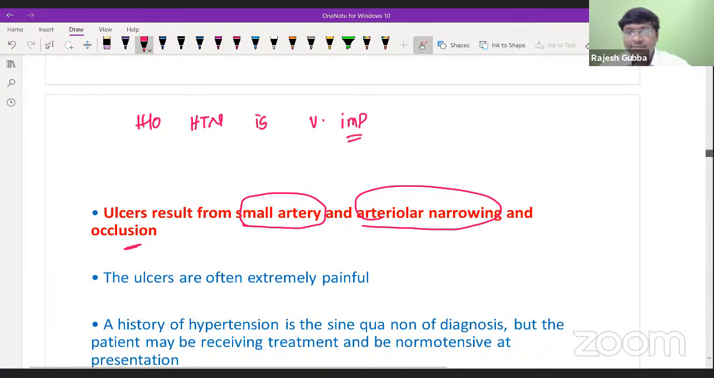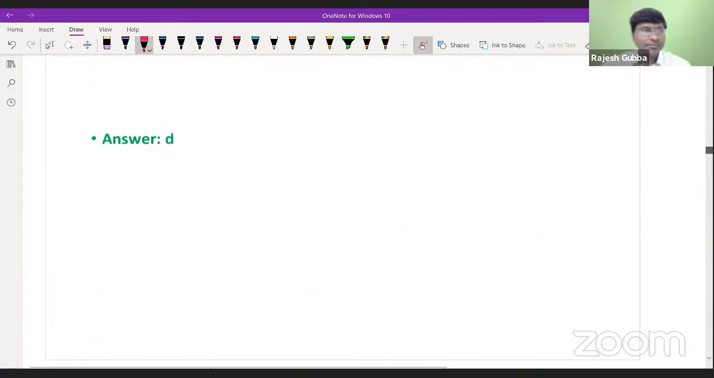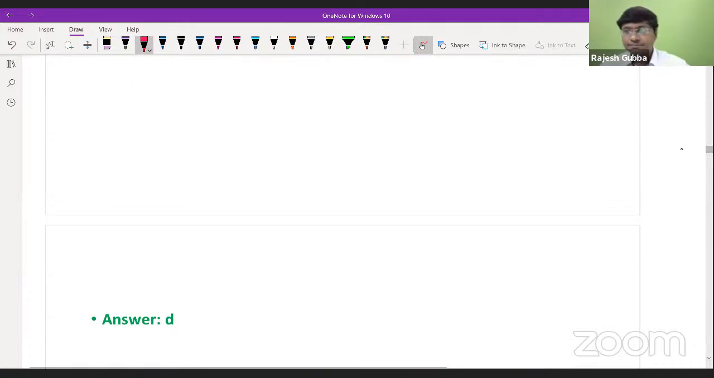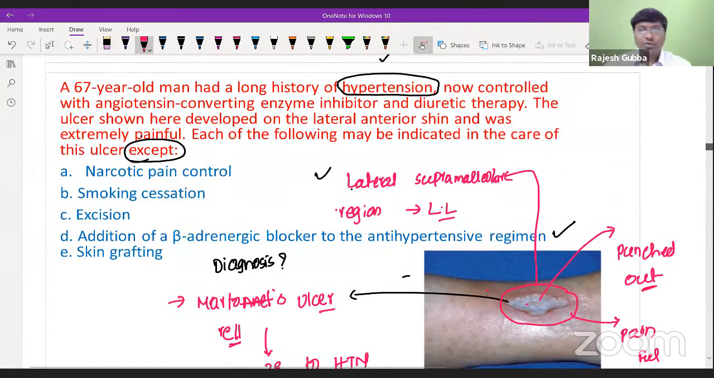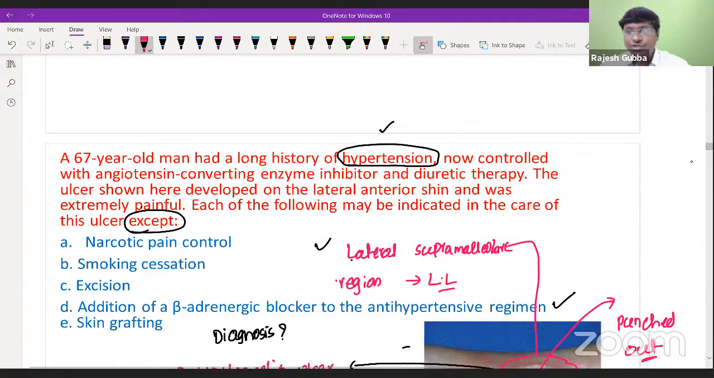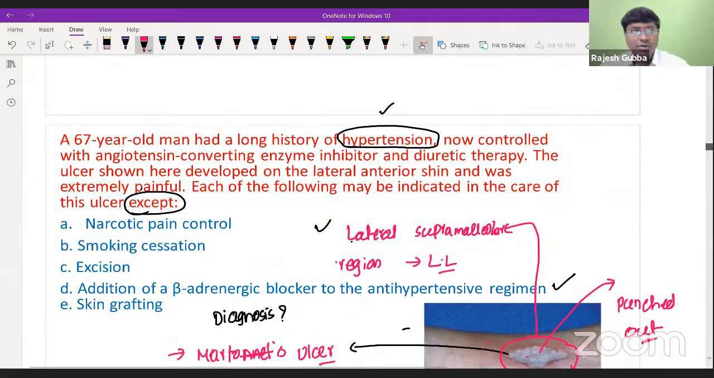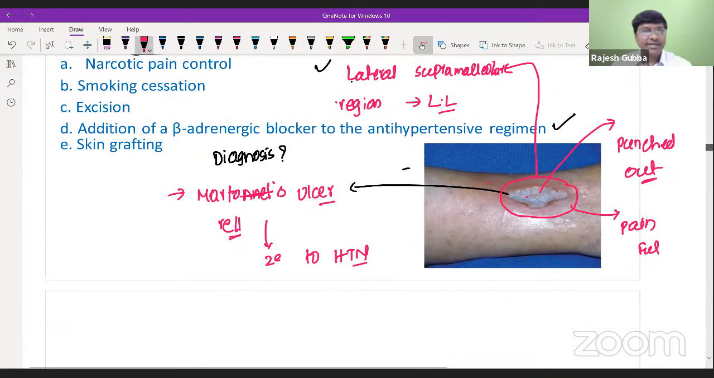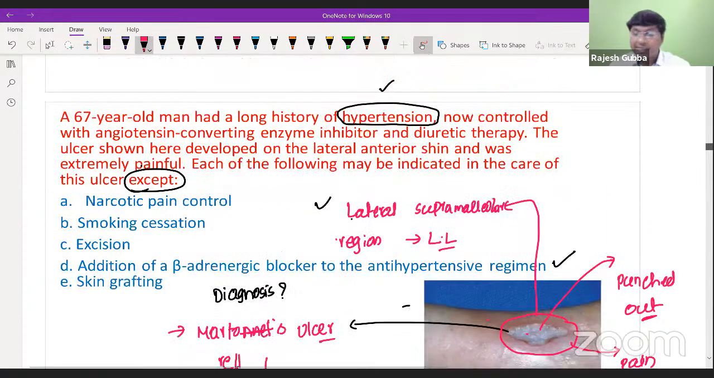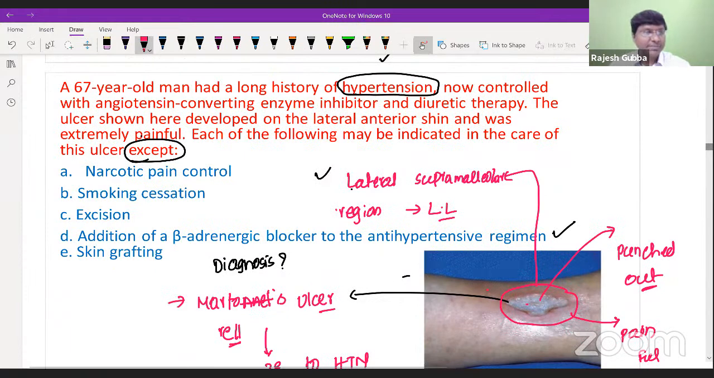Now you see this question again. A 67-year-old man had a long history of hypertension, now controlled with ACE inhibitor and diuretic therapy. The ulcer shown here developed on the lateral anterior shin and was extremely painful. Each of the following may be indicated in the care of this ulcer except. So you should not give beta blocker. Why? The question is why.